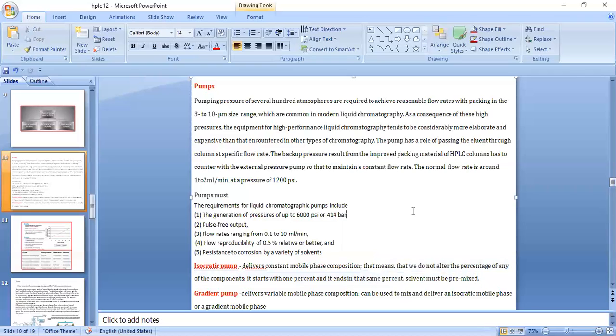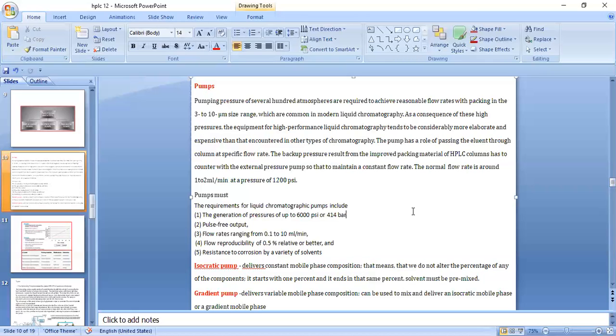The solvent must be premixed. For example, you are using a solvent of methanol and water for the separation of polar components. So in isocratic mode, you have to fix the concentration of the water and fix the concentration of the methanol. For example, you start with 20% methanol and 80% water. Till the separation is over, it will remain the same. There will be no change in the composition of the solvents. It will remain the same at the end of the separation as it was initially.